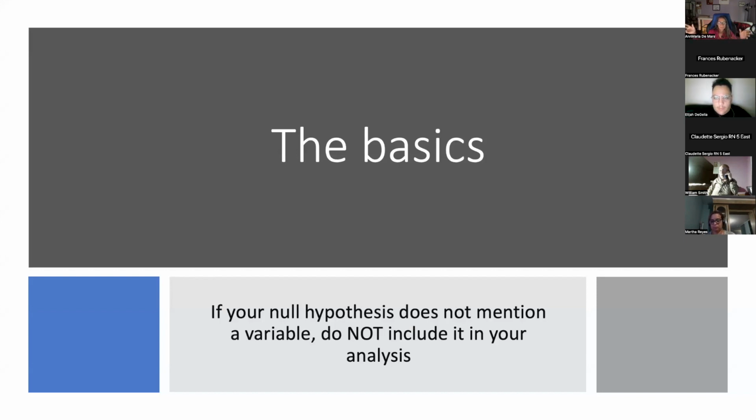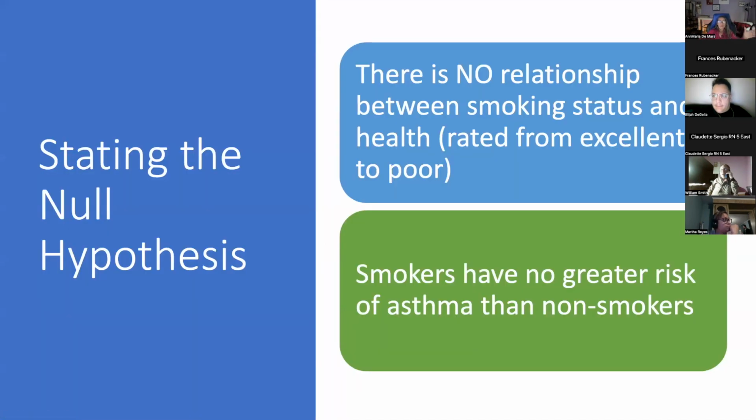If your null hypothesis doesn't mention a variable, do not include it in your analysis. If your null hypothesis is there is no difference in age at diagnosis of heart disease between men and women, do not do a t-test where the dependent variable is BMI. Your t-test has to include the variables in your hypothesis. State your null hypothesis. And this is both for the final and for your final paper. State your null hypothesis. There is no relationship between smoking status and health, rated from excellent to poor.